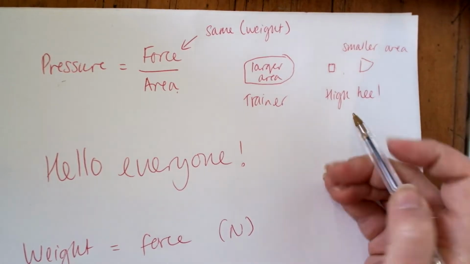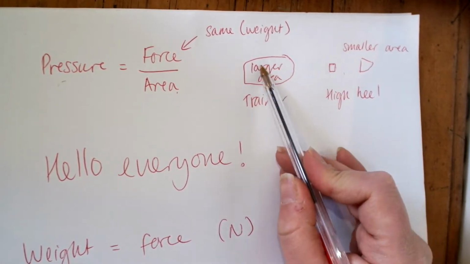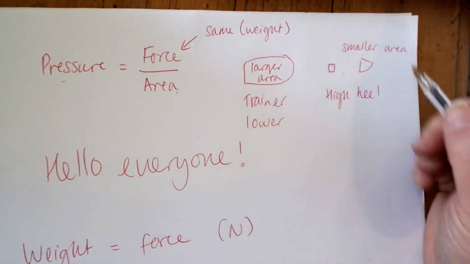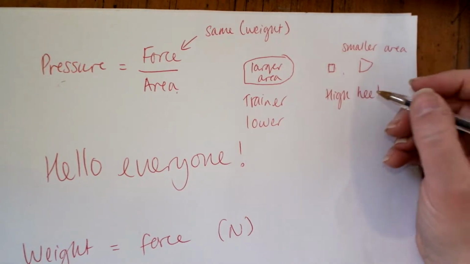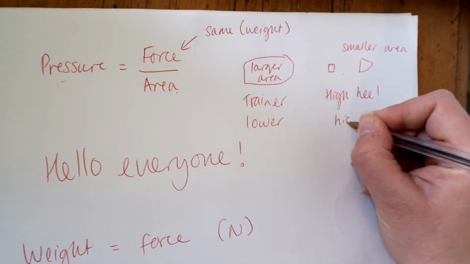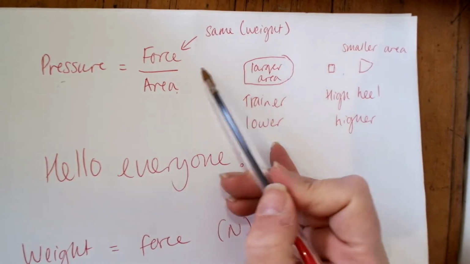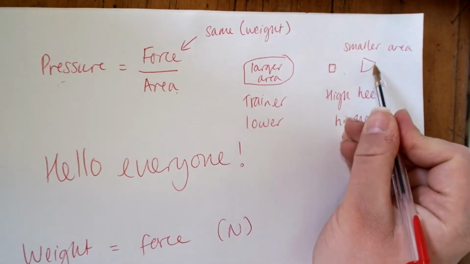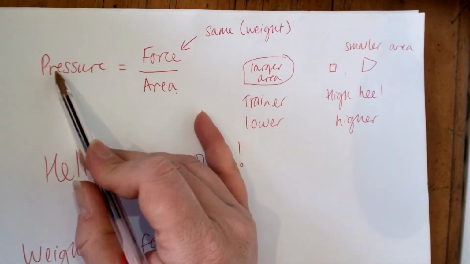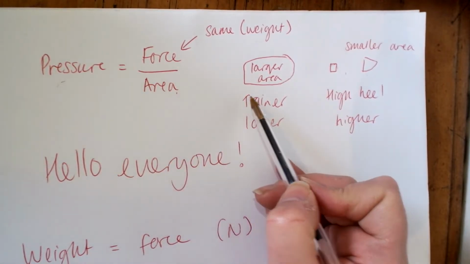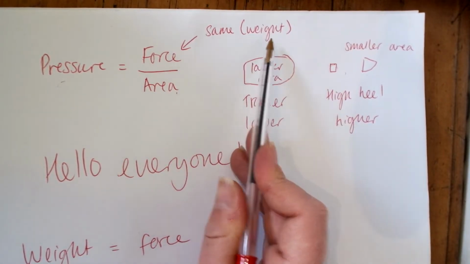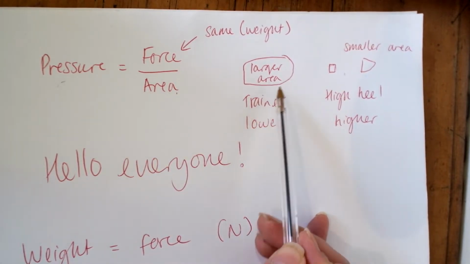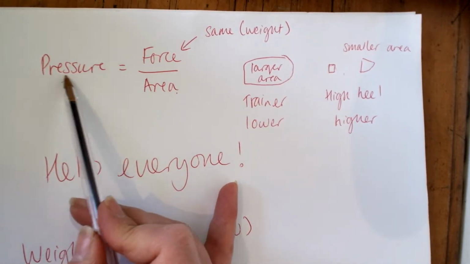So the pressure on the floor from this shoe is going to be lower than the pressure on the floor from this shoe. This one is going to have a higher pressure, and the reason for that is because we're doing the same force divided by a smaller area, giving us a bigger pressure, or we're doing the same force, their weight, divided by a larger area, which is the trainer, which is going to make this number smaller.